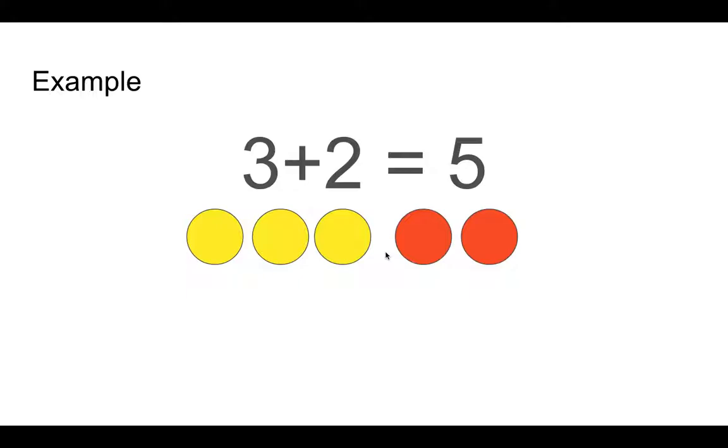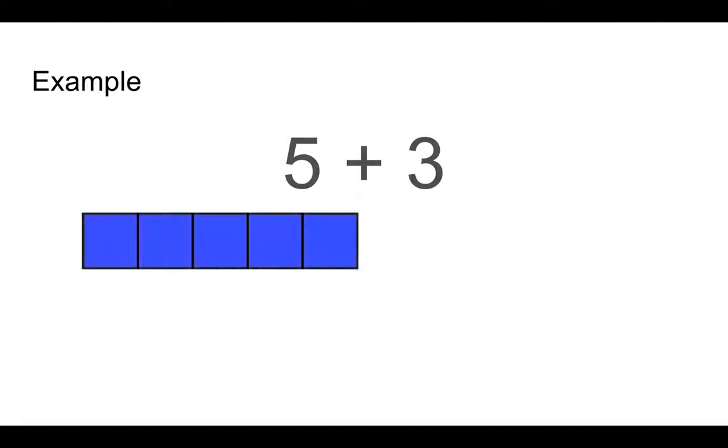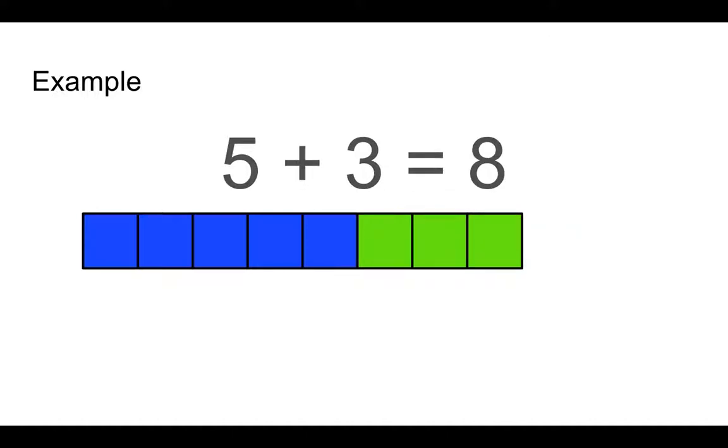Let's look at another example. How about 5 plus 3? This time let's use cubes. I have 5 blue cubes plus 3 green cubes. If I put them together, 5 plus 3 equals 8. So 5 plus 3 is the same as 8. I put them together in this order, blue first, then green.